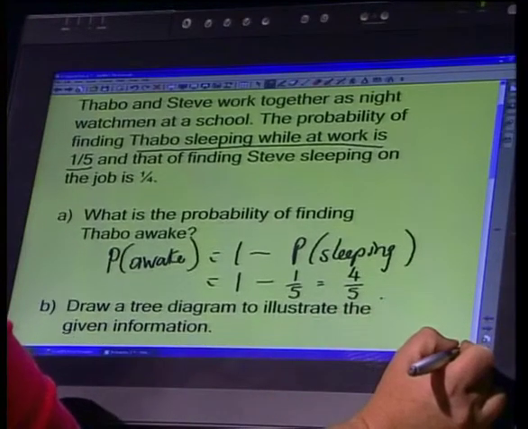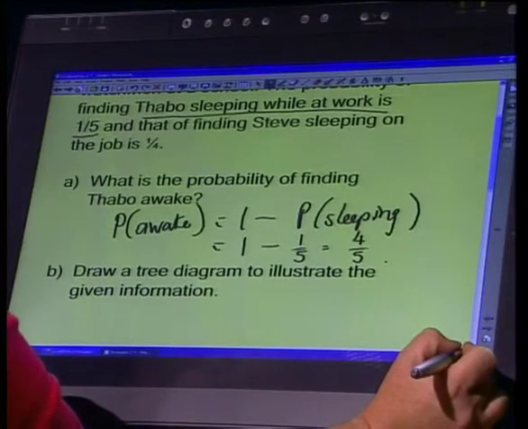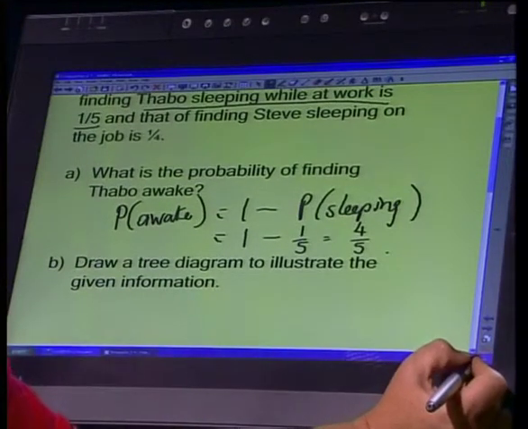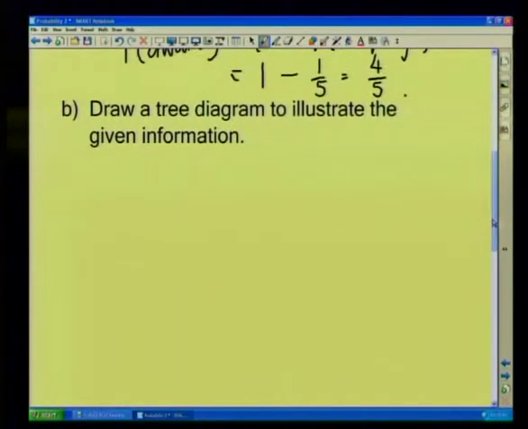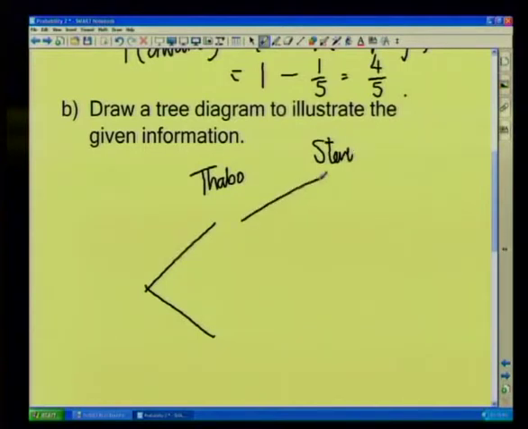Now the next thing that they want you to do is to draw a tree diagram to illustrate this information. So what information do they want us to record? They've got two different watchmen. We've got Tabo and we've got Steve. And the information that we are recording is that either they are asleep or they're going to be awake.